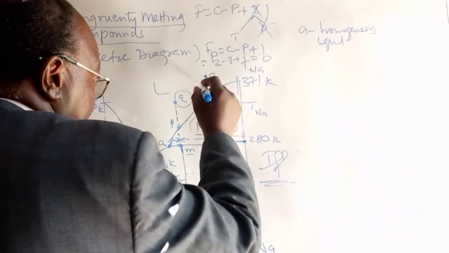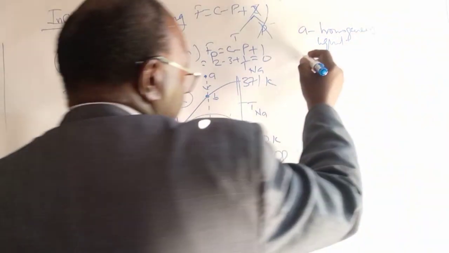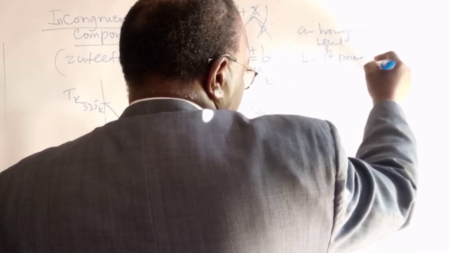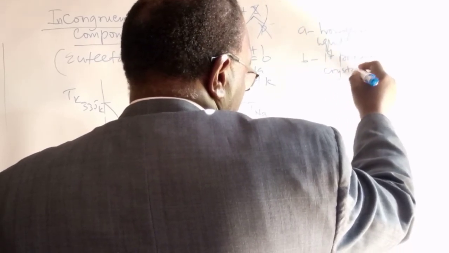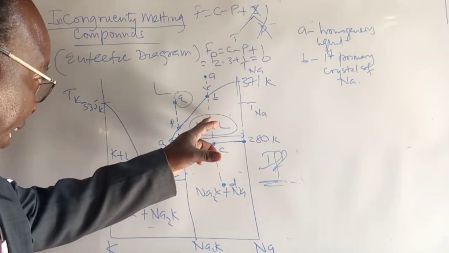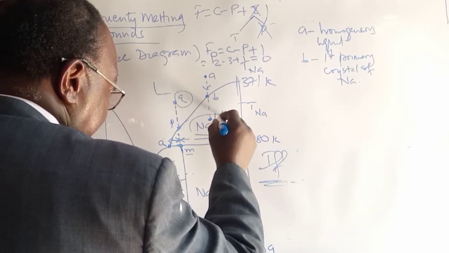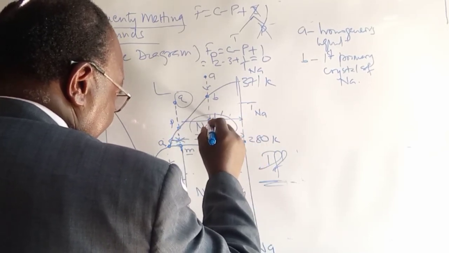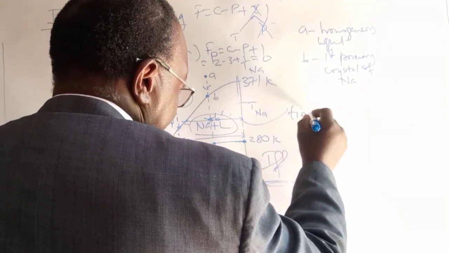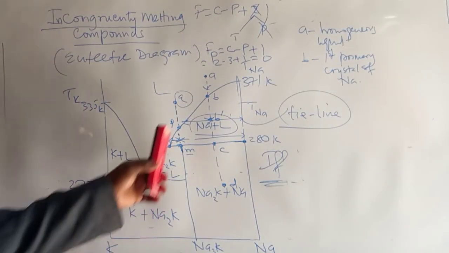As you continue lowering the temperature to state point B, we have the first crystals of sodium appearing, the first primary crystal of sodium appearing, and of course their relative amounts are given by the lever rule. If I want to know the relative amount at this state point, let me call it B prime, I just draw that segment, this line here. Remember, we call this line a tie line.